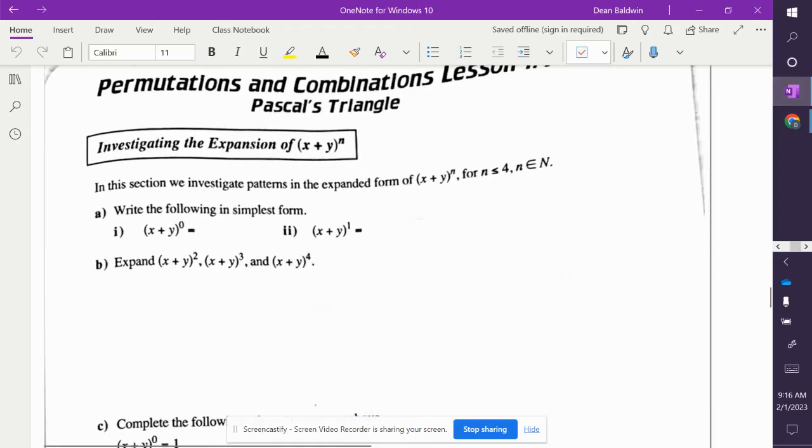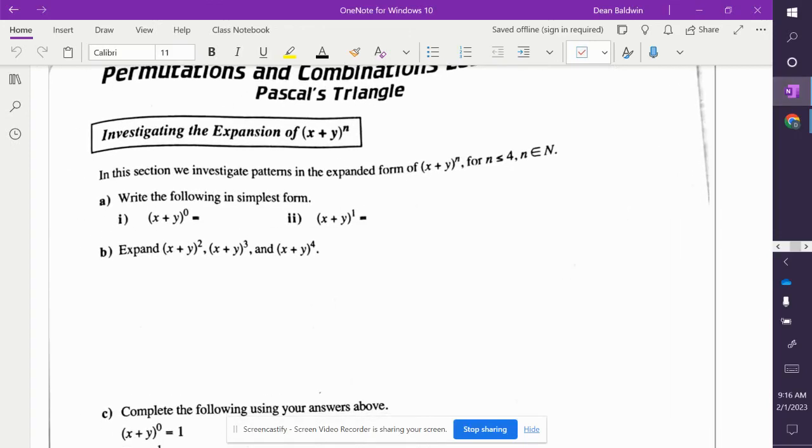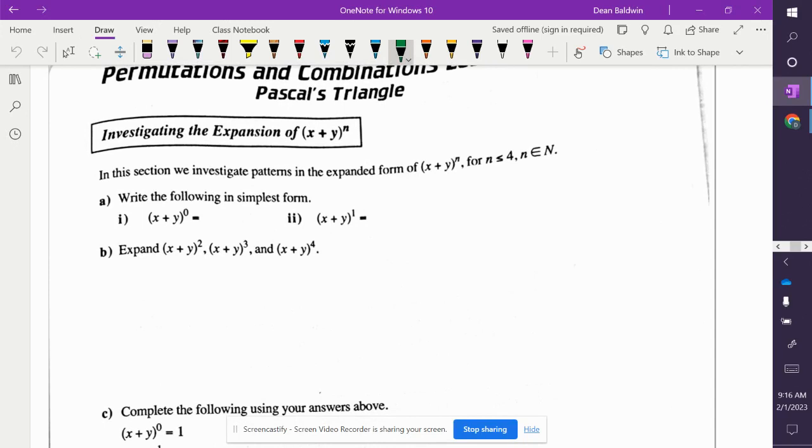Okay, so if I have x plus y to the power of 0, what does that equal? Perfect. Anything to the power of 0 is 1. X plus y to the power of 1. Just x plus y. All right. X plus y squared. You can expand that one. And I'll do the cubes and the fourth.